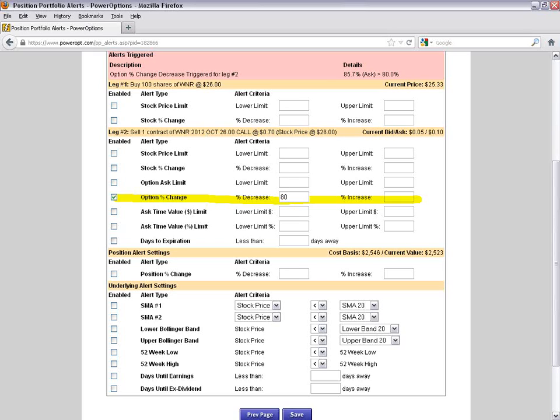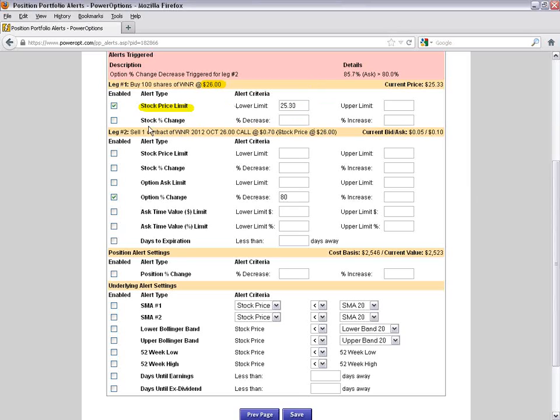You can set alerts for change in the stock price. So if you enter a covered call, I bought stock, I think in this case, yeah, we bought WNR at 26, we sold the call for 70. We know that technically we have a break even at expiration with 25.30, call premium minus the stock price. So I could put in that as my lower stop limit. I'd be notified if the stock drops below 25.30.